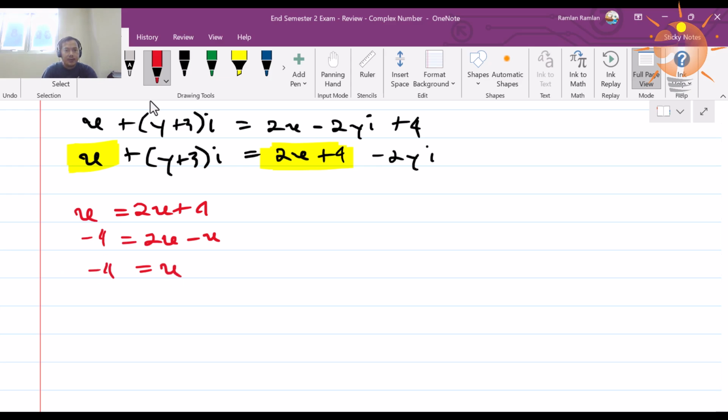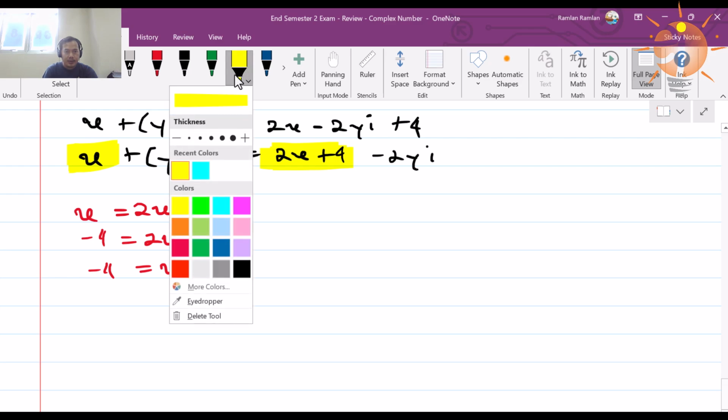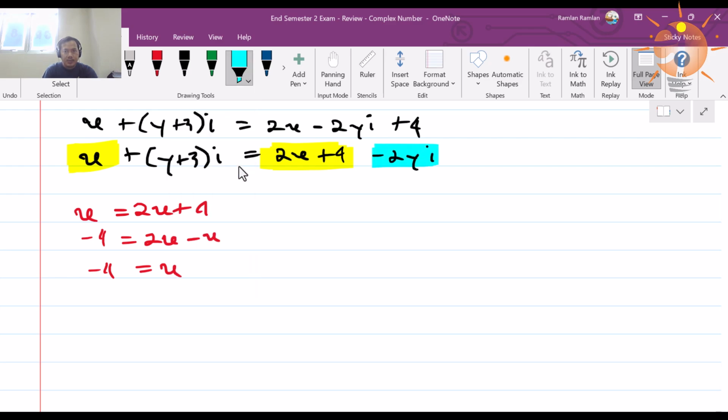Okay, now that leaves us with the y value here. We have the imaginary part, which is this one, which is equal to this one. So you can leave the i alone because you have already pulled it out, factorized them. Which means that this y plus 3 will be equal to negative 2y. So let's recreate the equation again. We have y plus 3 equals negative 2y.